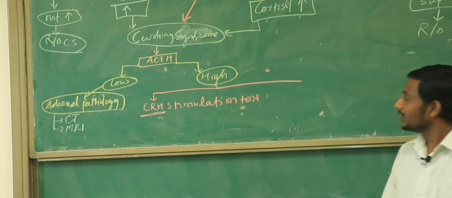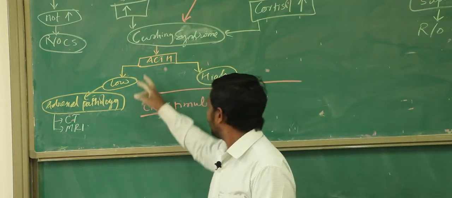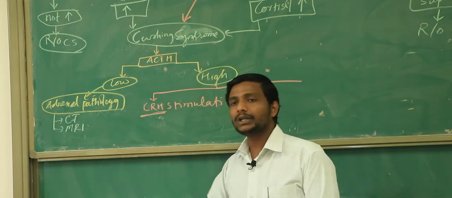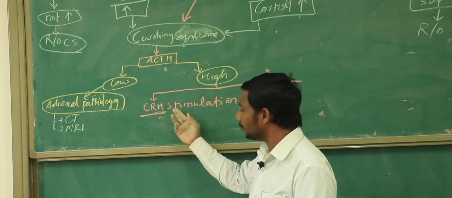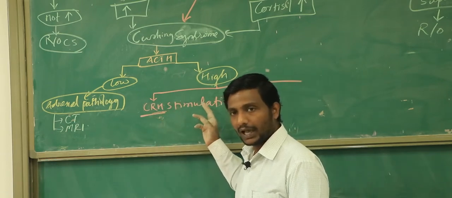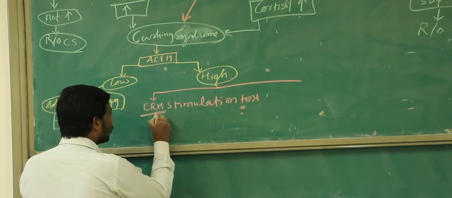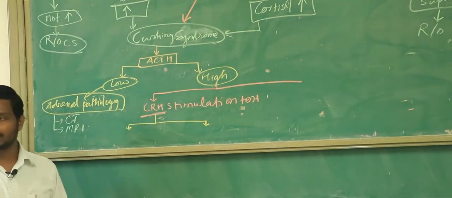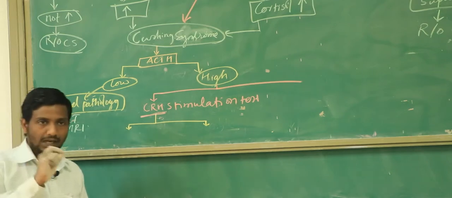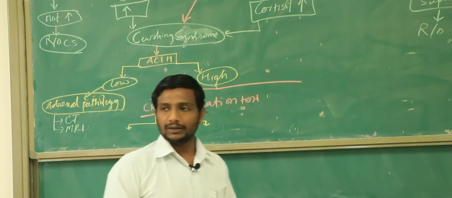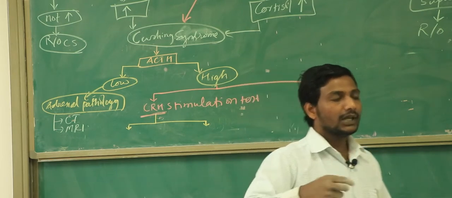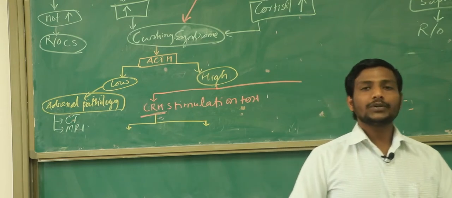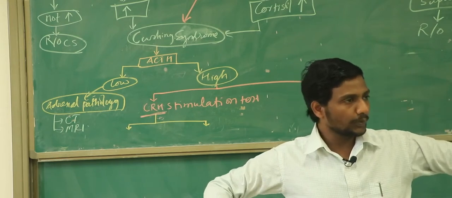Imagine this patient came to you, the ACTH is high, and you need to find out whether it's the pituitary adenoma or the ectopic paraneoplastic feature. So one of the methods I told you, we can do the CRH stimulation test. In this test, once we give the CRH, you tell me, all of you try to imagine: if we give the CRH to a person, and there is a pituitary adenoma, then the ACTH is going to increase or not?